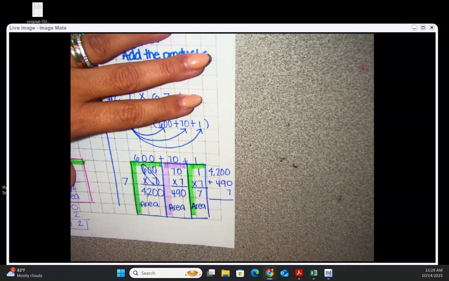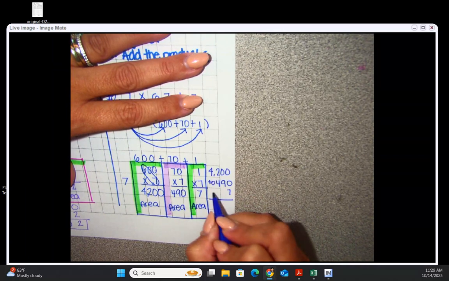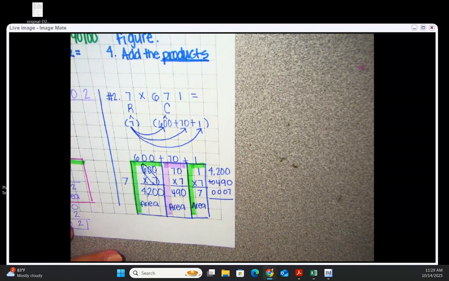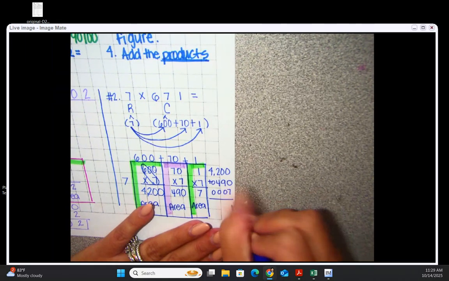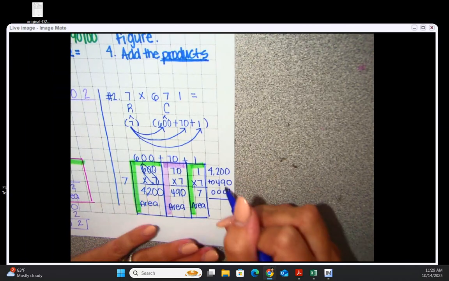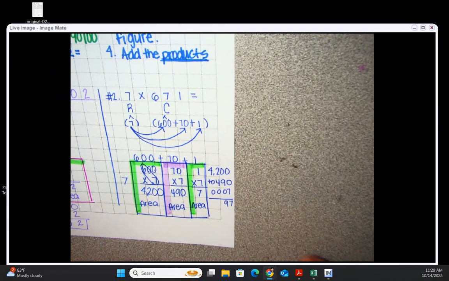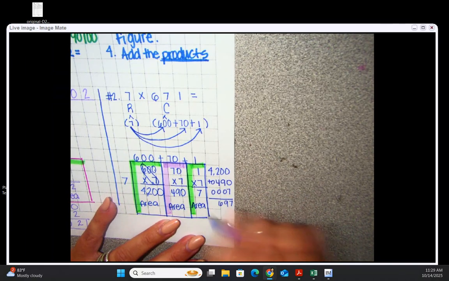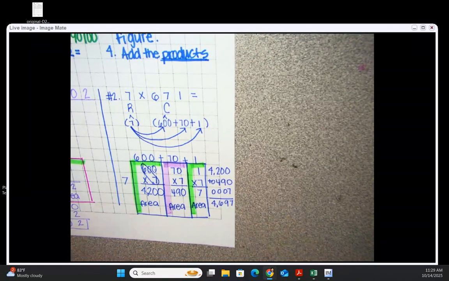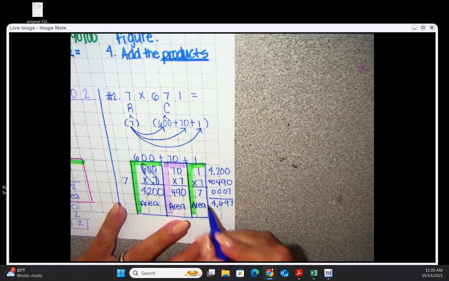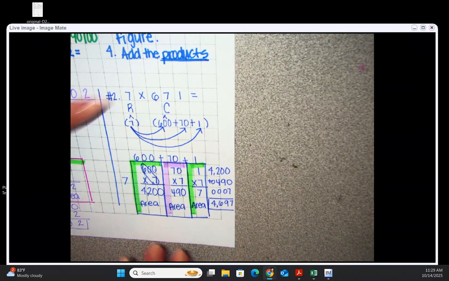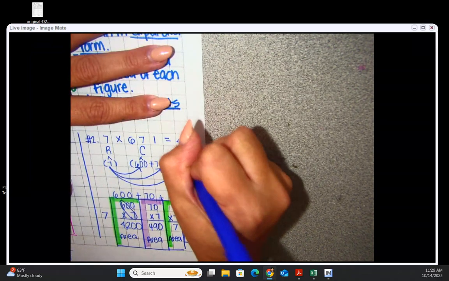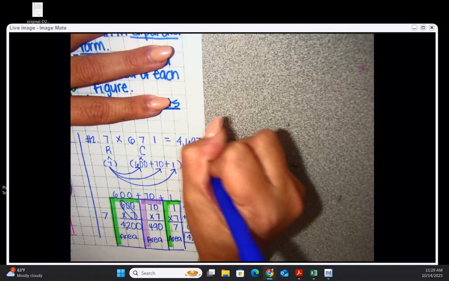Good. If I see an empty space, I have to put a 0. 0 plus 0 plus 7, 7. 0 plus 9 plus 0, 9. 2 plus 4 plus 0, 6. 4 plus 0 plus 0, 4. So, this means that 7 times 671 is 4,697.